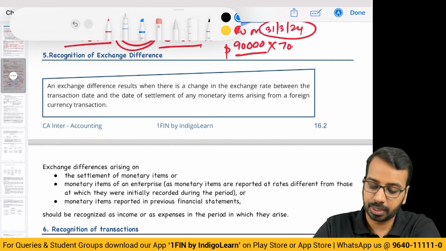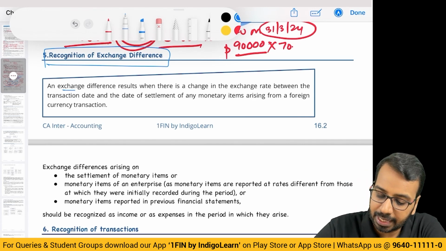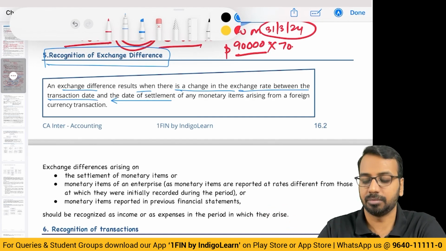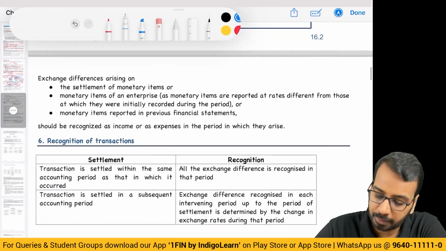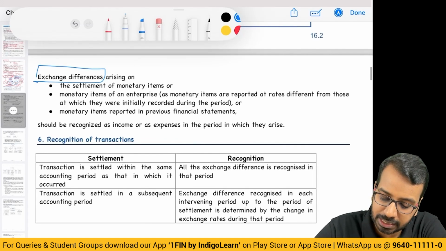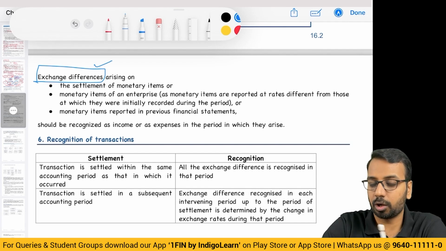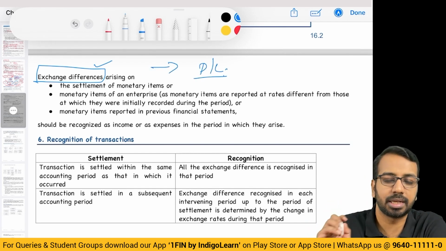Right. Now, what do we do with the exchange differences? An exchange difference results when there is a change in the exchange rate between the transaction date and date of settlement of the item. This we have already understood. Now, all exchange differences other than the exceptions that we talked about, okay, we'll talk about the differences. Generally, the rule is that you will take it to P&L.